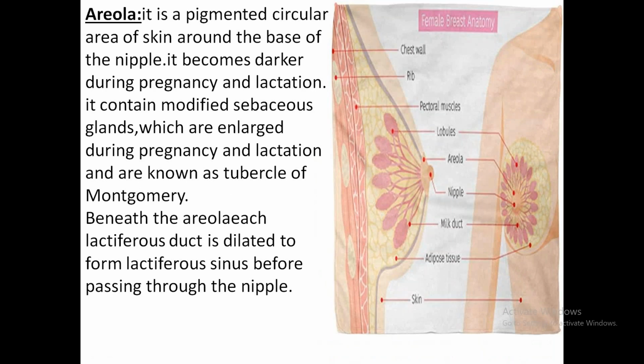Areola. It is a pigmented circular area of skin around the base of the nipple. It becomes darker during pregnancy and lactation. It contains modified sebaceous glands, which are enlarged during pregnancy and lactation and are known as tubercles of Montgomery. Beneath the areola, each lactiferous duct is dilated to form the lactiferous sinus before passing through the nipple.